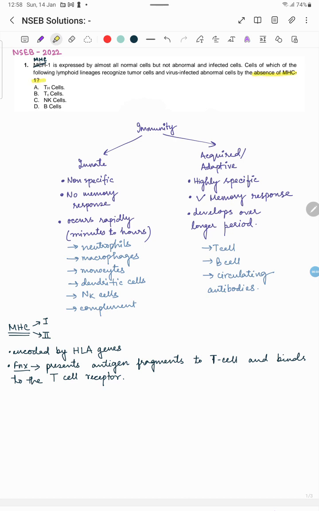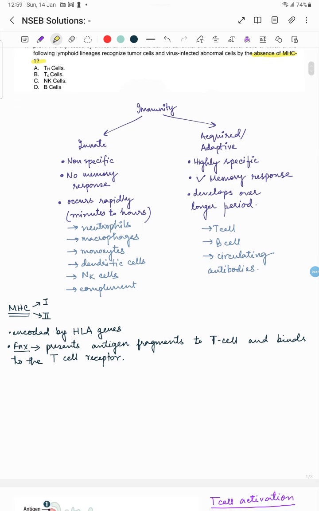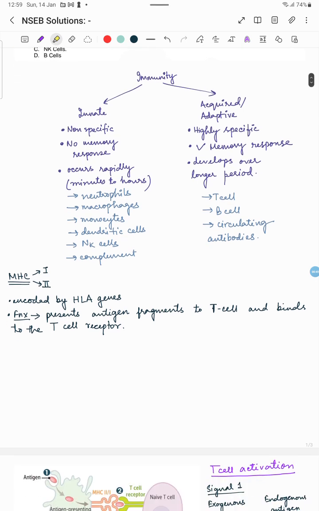MHC1? So for this we need to know what is the background, how these T cells, B cells, NK cells get activated, and then we ourselves can answer this question, which is not at all tough. So let's brush up. What is immunity? There are two types of immunity: innate immunity and the acquired or the adaptive immunity. Innate immunity is non-specific, no memory response is needed, it occurs rapidly.